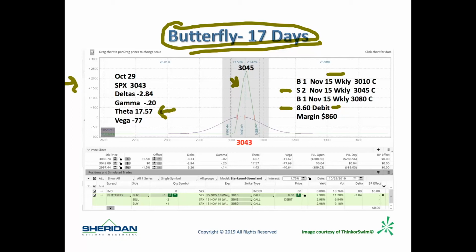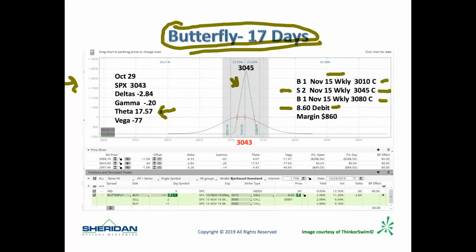But the key is we're selling, very simple here. Even if you're a beginner, you can get this, right? We're selling more extrinsic value than we're buying. That's it. Say it again. We're selling more extrinsic value than we're buying. Dan, does it get deeper than that?